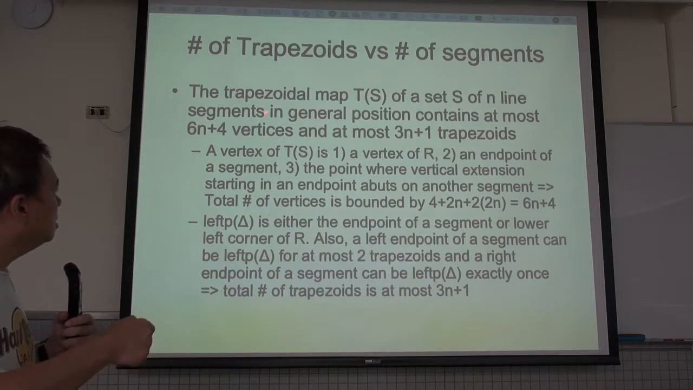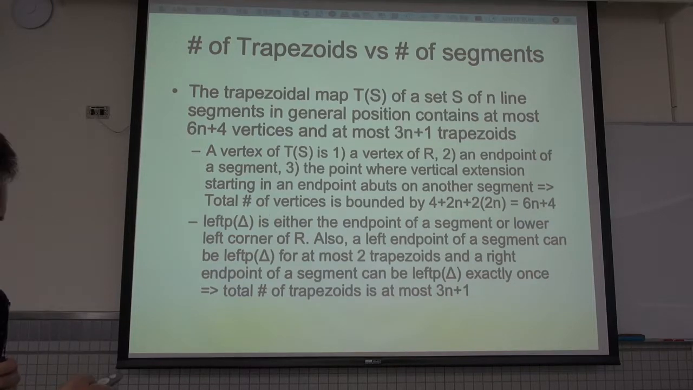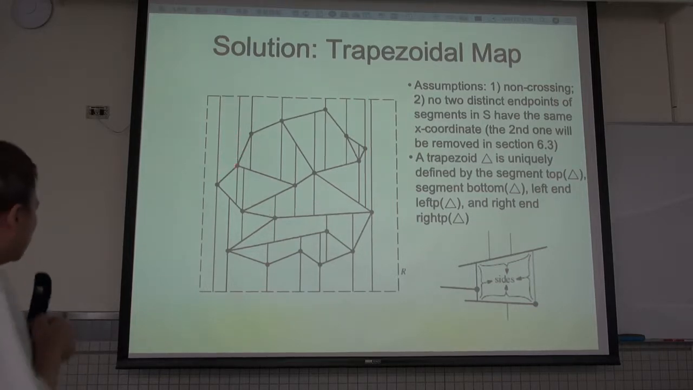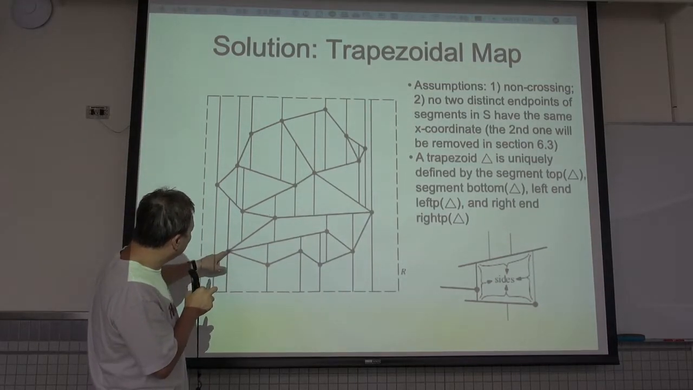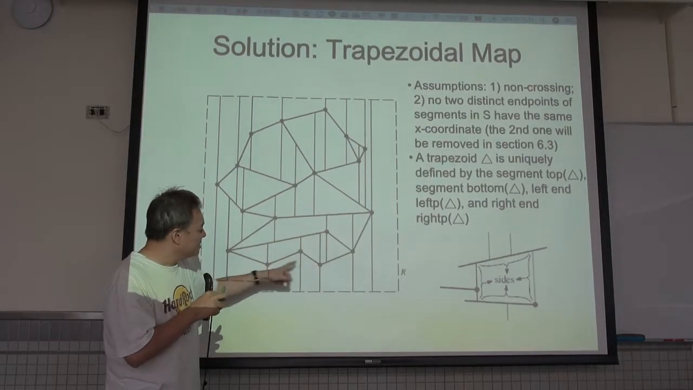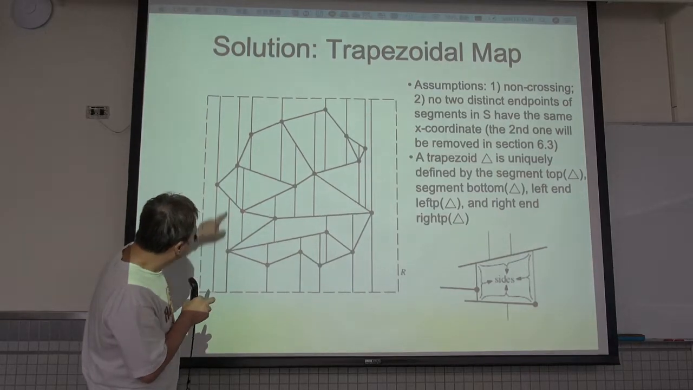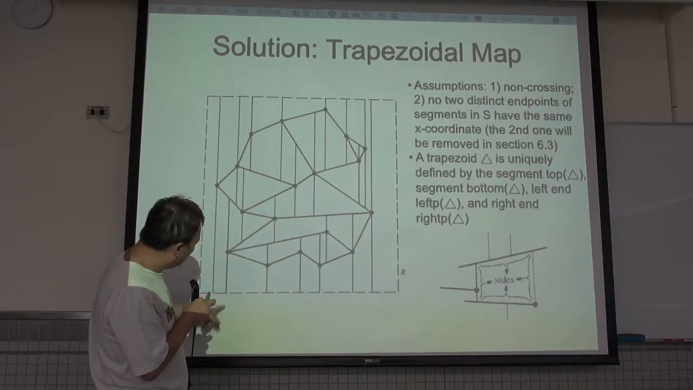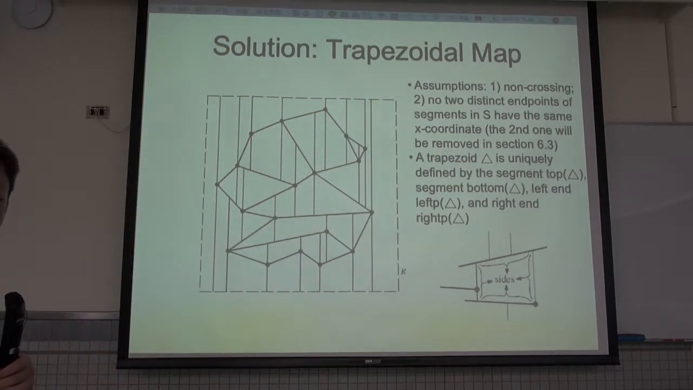First, let's look at the vertices in the trapezoid map. The vertices could be, for example, this one, which is part of the bounding box, or this one, which is offered by the endpoint of a segment, or something like this one and this one. Originally these two are not vertices, but because we introduced this vertical line, they become new vertices. So we need to take into account these three different types.